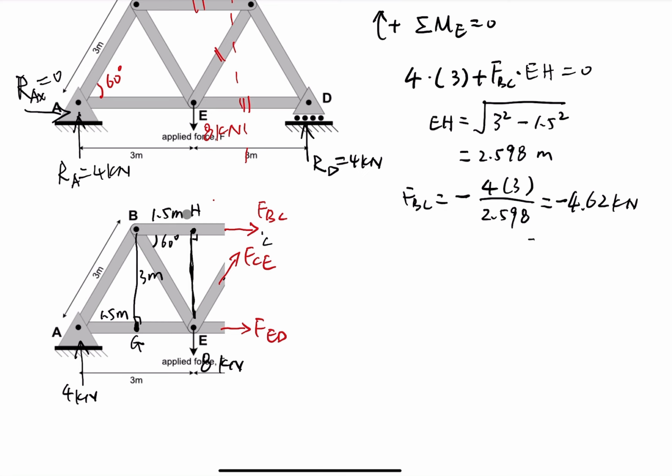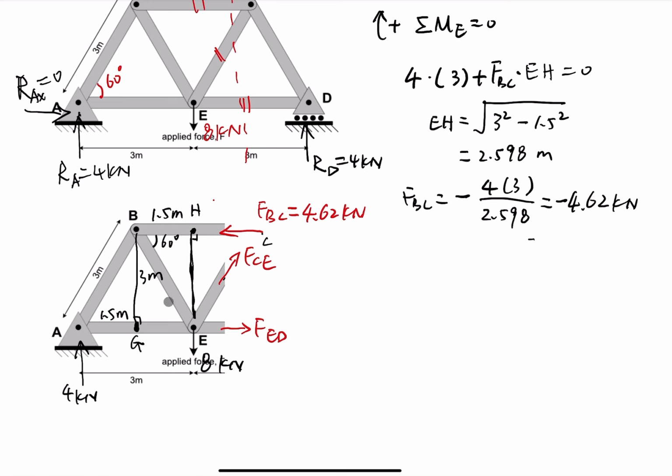So FBC is negative. That means the direction we assumed, the tension force FBC, is not correct. Oppositely, because it's negative, FBC should be a compressive force. So FBC is a compressive force, and we draw it over here. The value is 4.62 kilonewton.